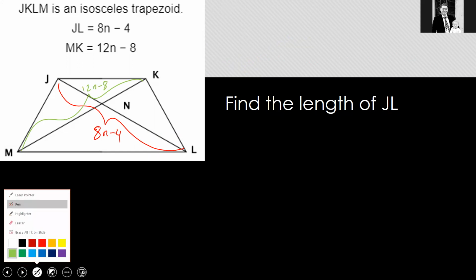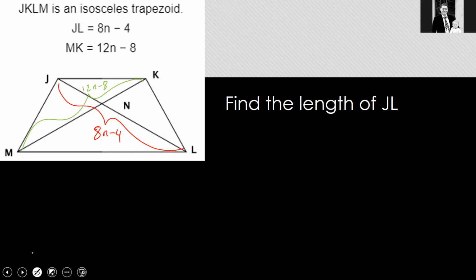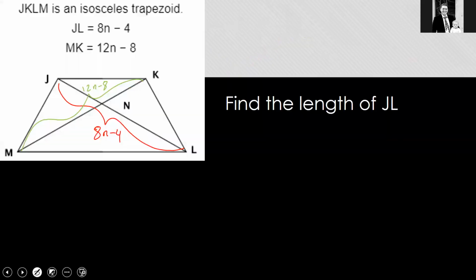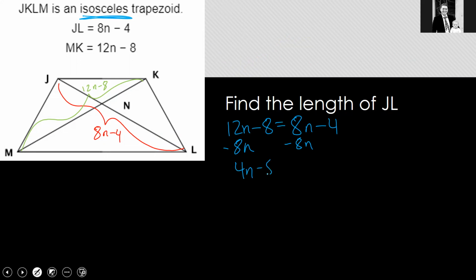Well, we just talked about on the last slide how diagonals are congruent, and we're given the diagonals on an isosceles triangle. It's told isosceles right here, so we can set those two things equal to each other. 12n minus 8 equals 8n minus 4. Let's go ahead and subtract 8n from each side. And we'll get 4n minus 8 equals negative 4, plus 8 plus 8.